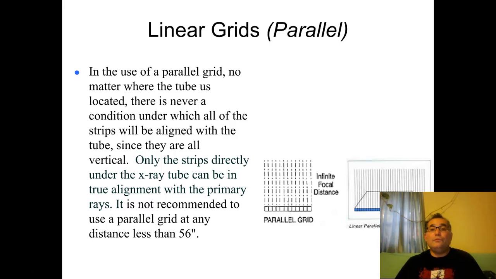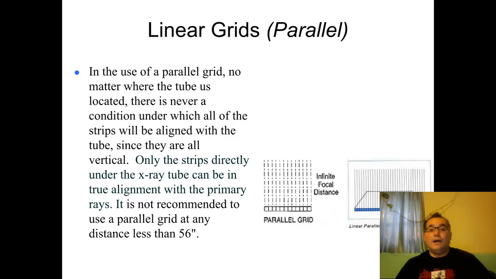Now, when it comes to what's known as parallel linear grids, also known as linear grids, in this use, it doesn't matter where the tube is located, right? We're never going to have any kind of condition where the strips need to be lined up. In other words, compared to our last image, we have little squares here, right? And if you notice, they are all parallel with each other.